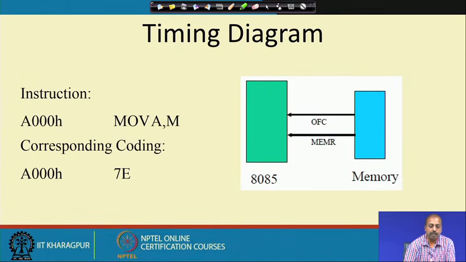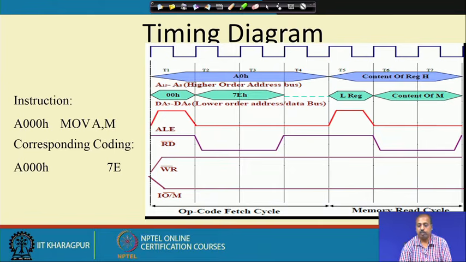Next, we will look into another interesting instruction, which is MOV A comma M. This is slightly tricky, because the meaning of this instruction is that the content of the memory location pointed to by the HL register pair will come into the accumulator. The corresponding code for this is 7E. This is 7E, and this is how the instruction is going to be executed.